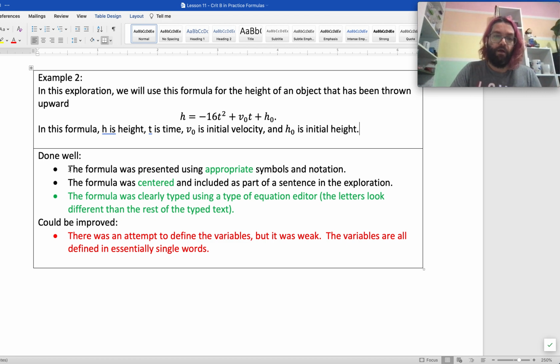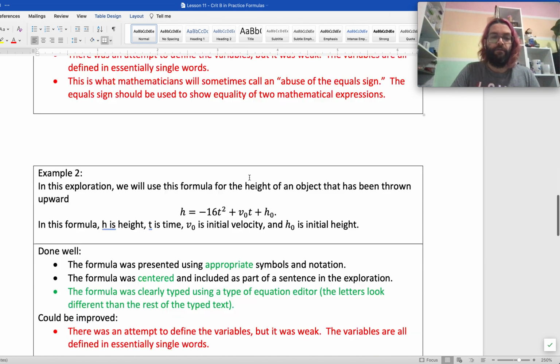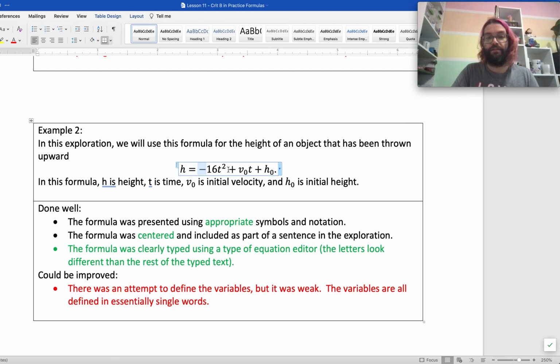So, done well: the formula was presented using appropriate symbols and notation. Now the spacing on this equation is just so much better. The negative sign looks like a negative sign. If you remember looking at this one up here, this minus is so small you could lose it, you could miss that. This is clearly its own sign, and it's given the same amount of space and size as the plus sign. So in this case, the formula was clearly formatted using appropriate symbols.